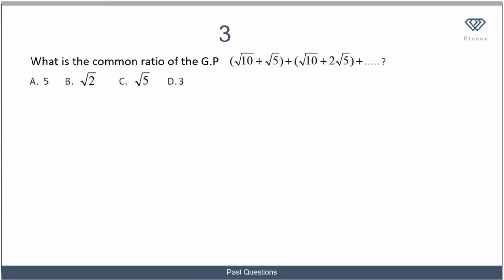Here we are told to find the common ratio of the GP and we are given the first two terms. So we know that the common ratio is found by dividing the second term by the first term. So that will be root 10 plus 2 root 5 over root 10 plus root 5. And now to divide this, we have to make use of surds and we have to rationalize the denominator.